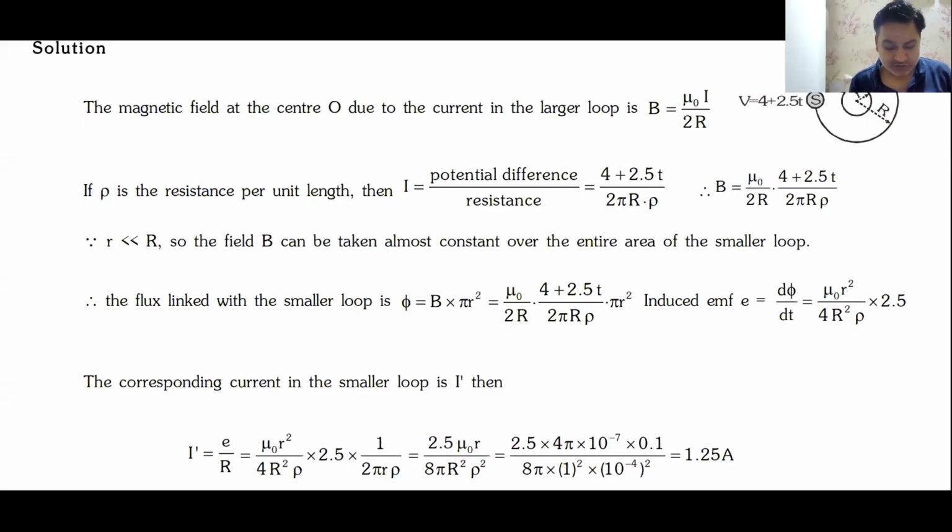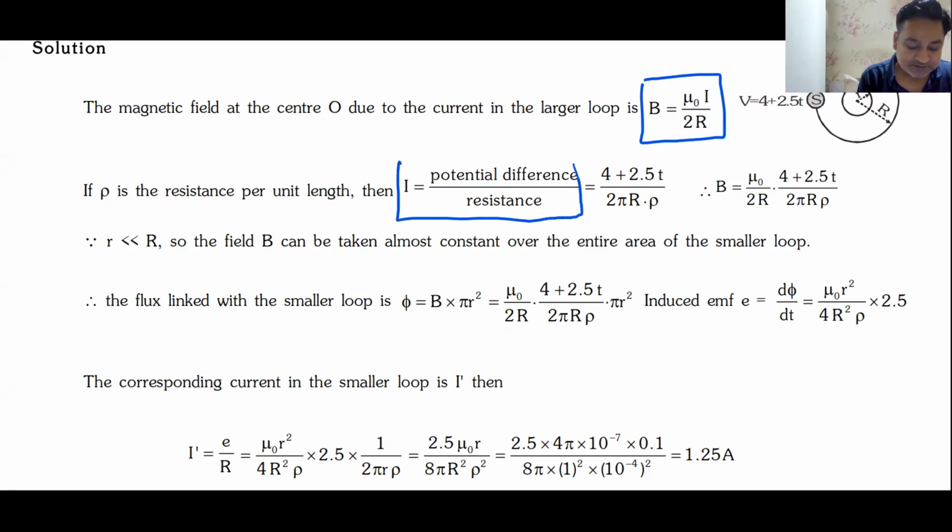I hope you have understood how to do this. The magnetic field at the center of the smaller loop will be due to the current in the larger loop. It will be mu naught I divided by 2R. Yes or no? Yes, sir. Now this I is the potential difference divided by the resistance. Yes or no?